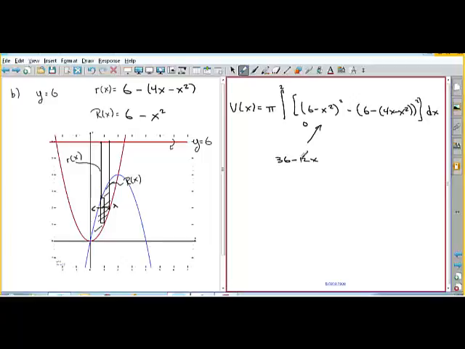That's going to be 36 minus 12x squared plus x to the fourth. Because you square this: you take 6 minus negative 6x squared, which is negative 6x squared, and you double that. So you get negative 12x squared. And then you take negative x squared times negative x squared, which gives you positive x to the fourth.